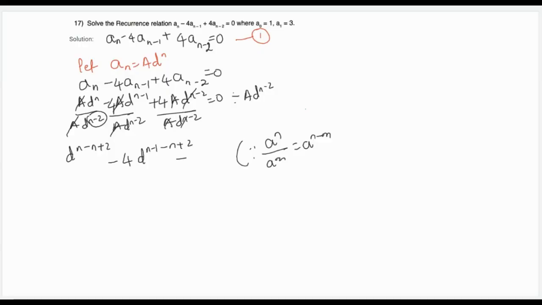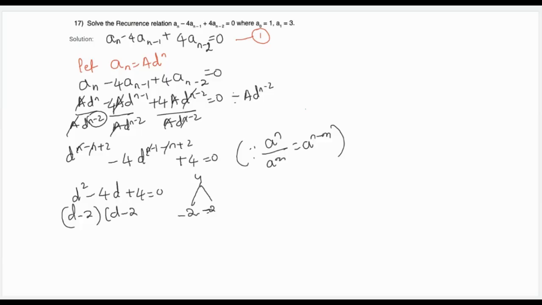Negative will become positive, positive becomes negative. n plus 0, 4 equals 0. So the n's cancel. We get d square minus 4 minus 1 plus 2, which is 1, plus 4 equals 0. So finding the factors for 4, 2 twos are 4, so minus 2 minus 2. Taking those, we get d minus 2 into d minus 2 equals 0.